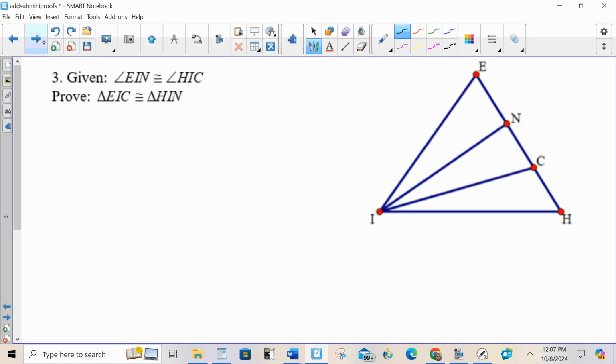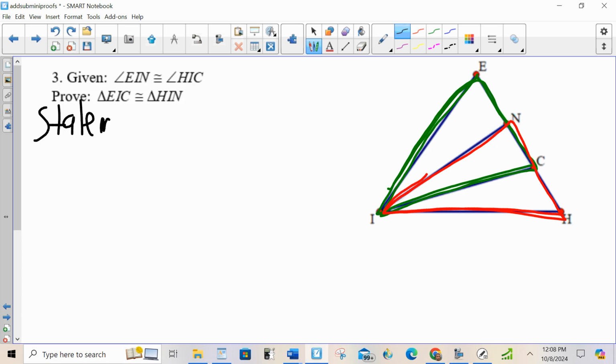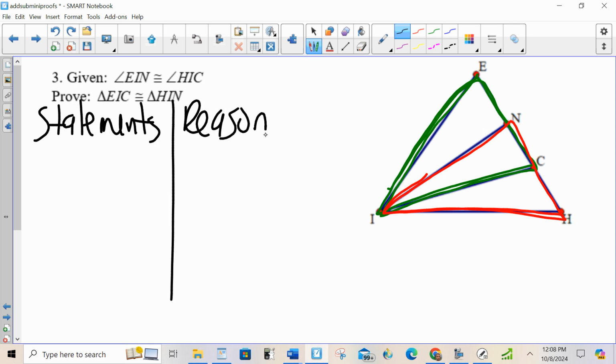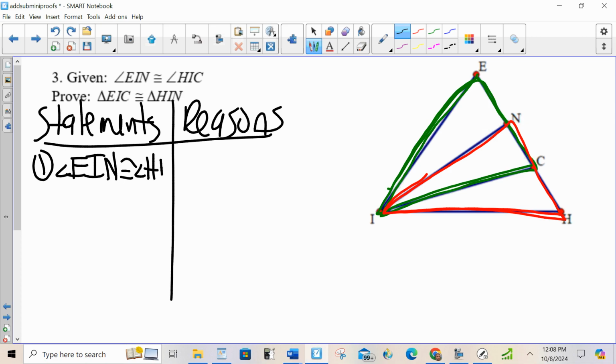Number 3, ultimately I want triangle EIC, this green triangle, to be congruent to HIN, this red triangle. So, statements, reasons, angle EIN is congruent to angle HIC, given.